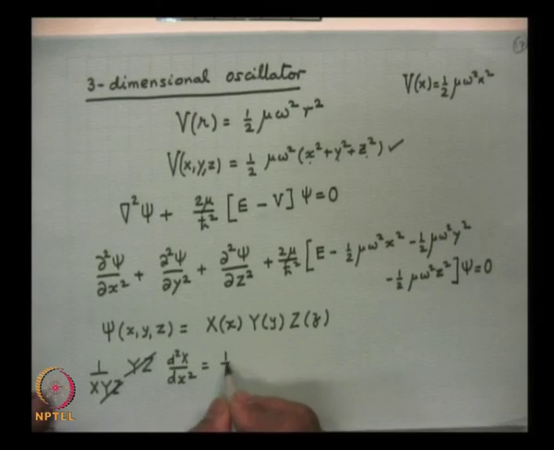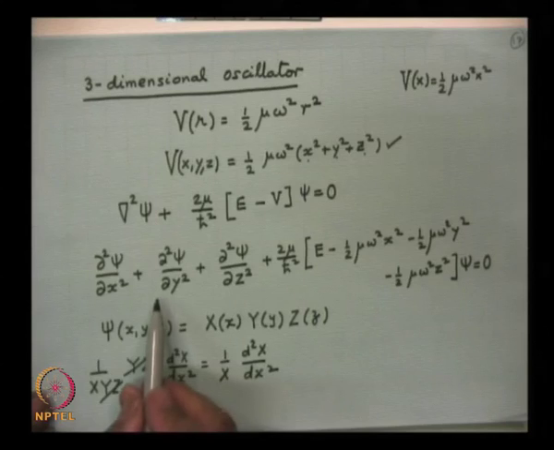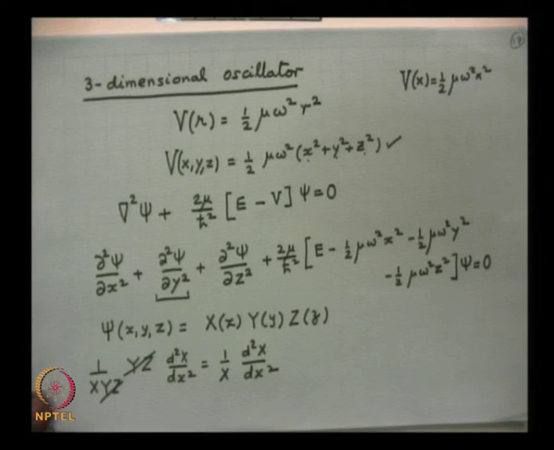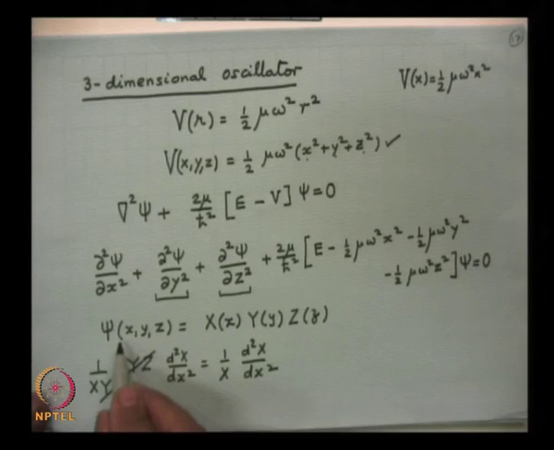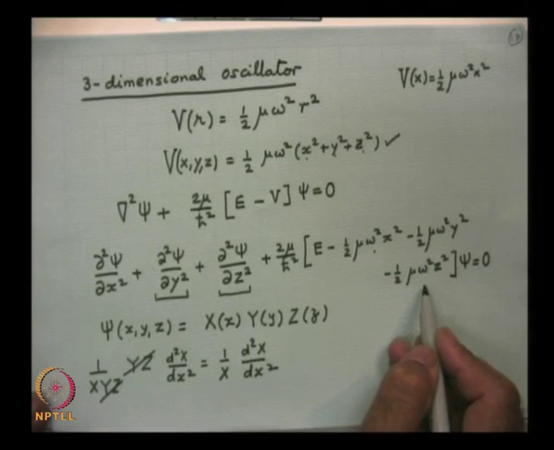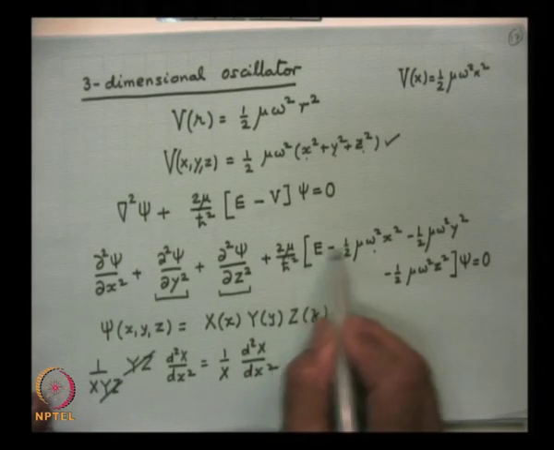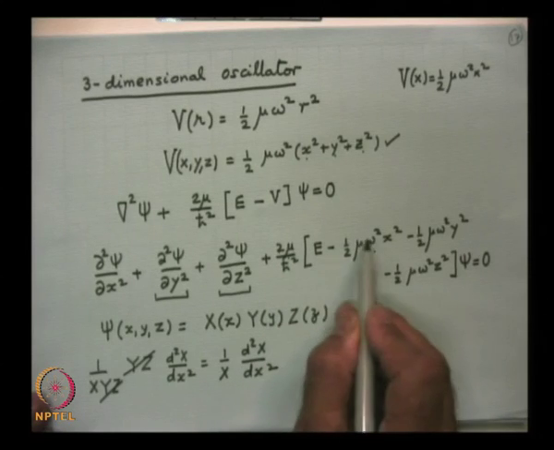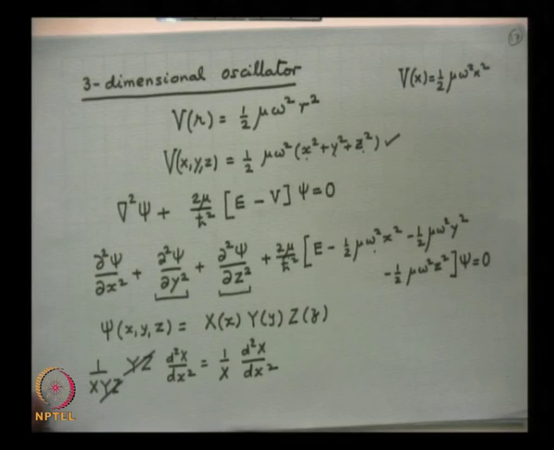So, this will be 1 over X d2X by dx square. Similarly, when you substitute, this will give you 1 by Y d2Y by dy square. Similarly, this term will give me 1 by Z d2Z by dz square. And then I have divided by psi, so this term will cancel out. I will obtain a term depending only on x, depending on y, and depending on z. And if you multiply this to this, you get mu square omega square by h cross square.